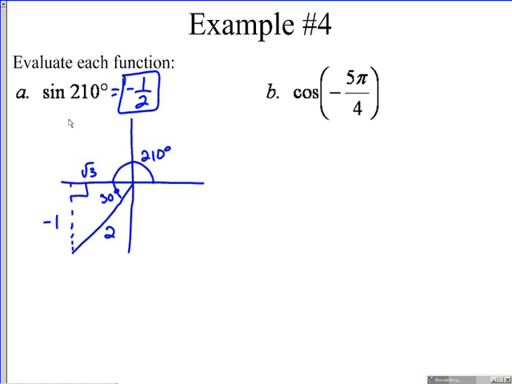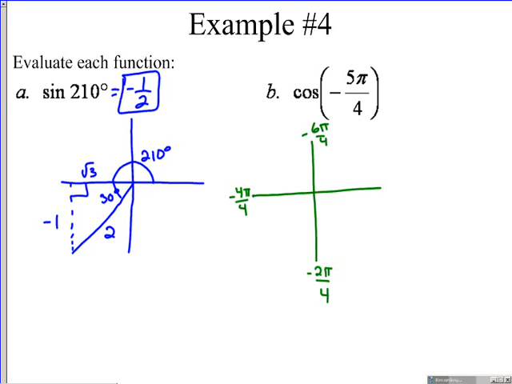Cosine, -5 pi over 4. When you're doing these radian measures, think of where we're at. This would be -pi over 2, but let's write it with a denominator of 4. So that's -2 pi over 4. I need to go farther than that. If I go to here, that's -pi or -4 pi over 4. I need to go farther than that. If I go up to the top here, that's 3 pi over 2 or -6 pi over 4.